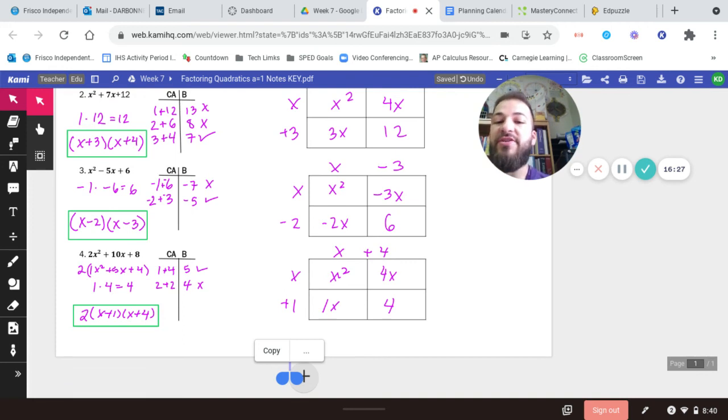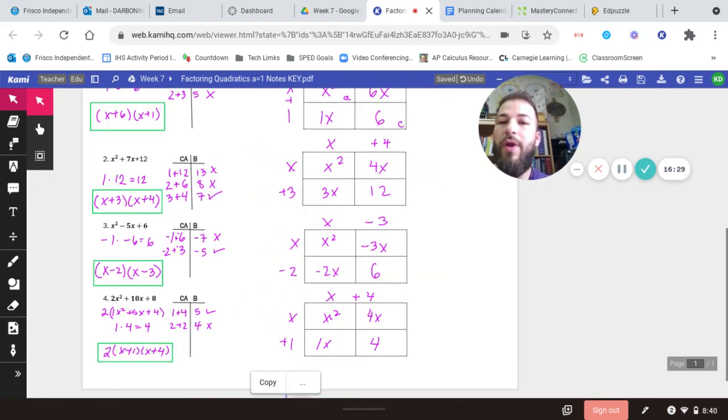All right, so this is factoring when A is equal to 1, which is a simpler version of factoring. We're going to explore factoring more and more here over the next couple of days. But go ahead and complete the practice after you finish these notes.